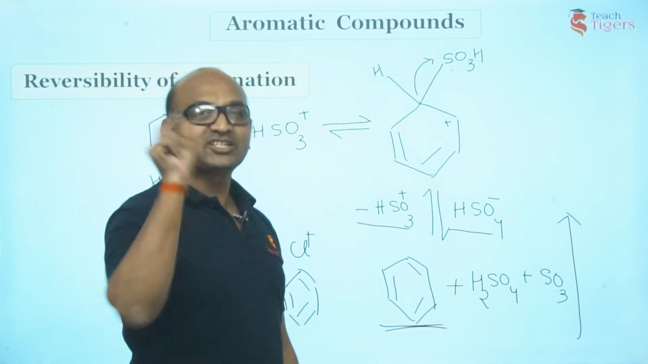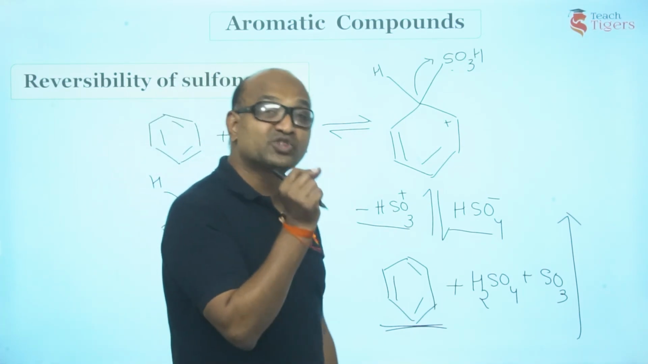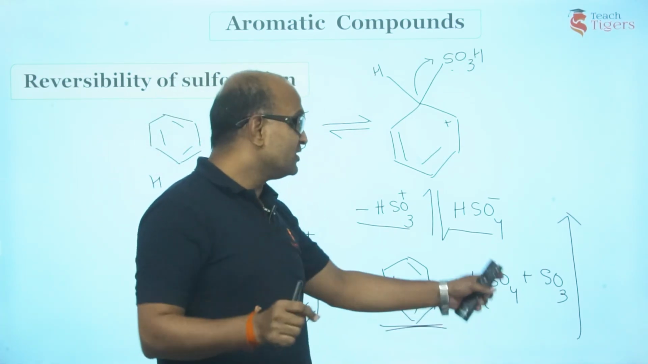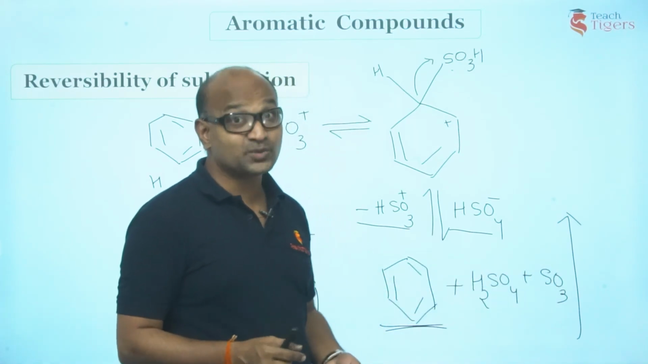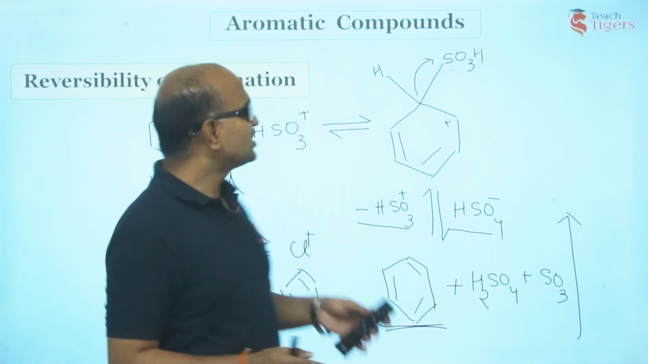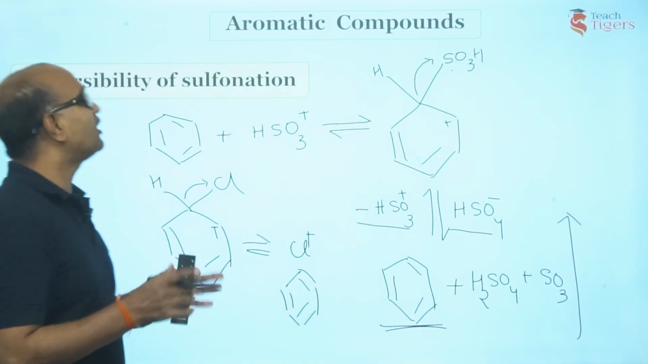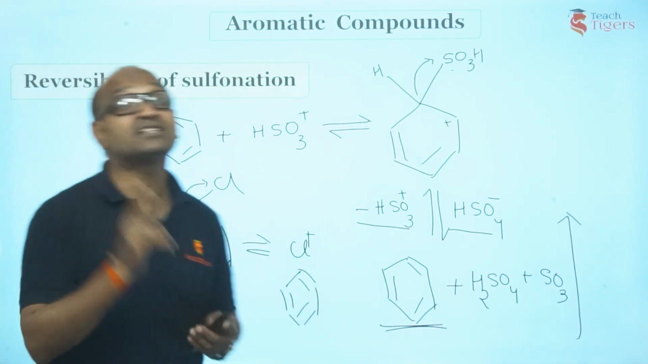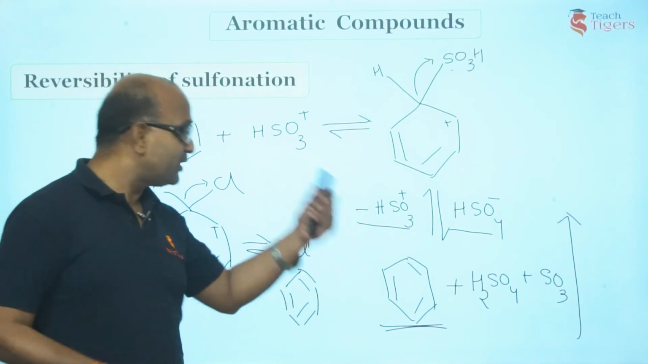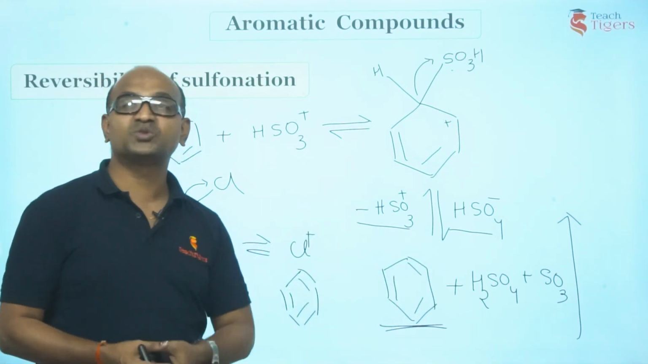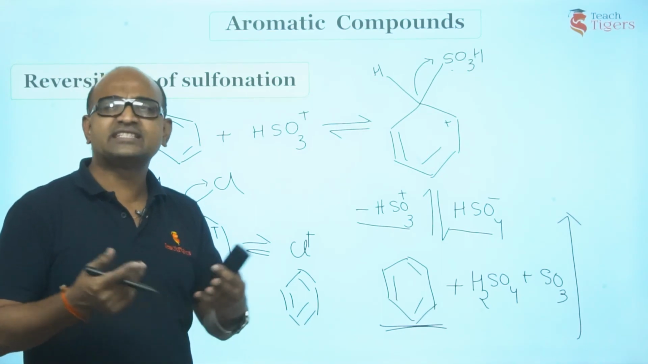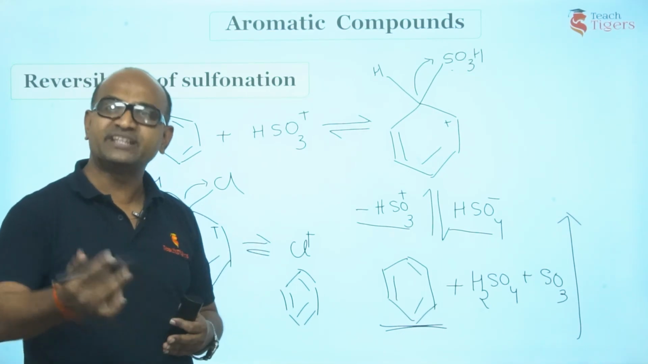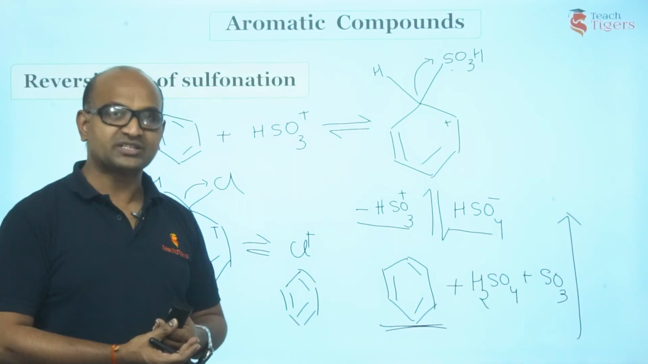So that is the reason. SO3 is the electrophile, and I have used concentrated sulfuric acid, which is always ready to convert into HSO3 plus. Am I right? So guys, this is the important part of sulfonation. It is reversible in nature. You can bring back benzene and SO3 in the reaction mixture, right? And it is used in the synthesis of many products that we'll be discussing in the coming sessions.